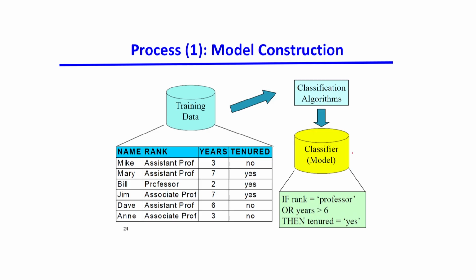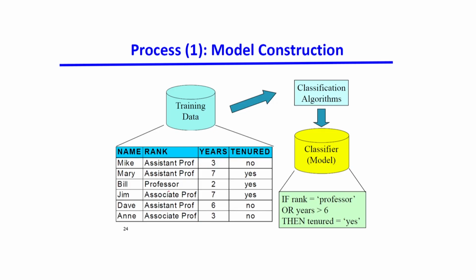So, the classification algorithm is basically going to classify this. If the rank is professor or experience is more than 6 years, then you make them permanent. That is the algorithm, that is the model, remember that, that is what the model is, right. If the rank is professor, full professor, or the number of years spent is more than 6, then the person is considered as tenure or permanent faculty. If this condition is violated, if the person is not a professor or has not spent more than 6 years, then the person is not tenure or permanent. So, this is the model construction, this is process number 1.